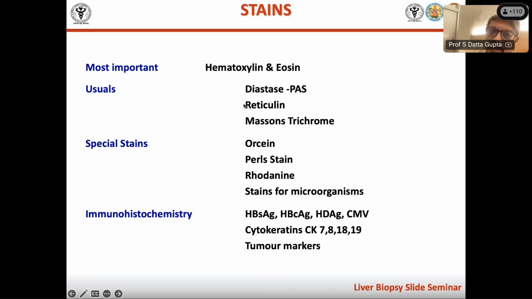These are not special stains as far as liver is concerned. We call them usual stains. This is what I learned in the UK. They called it usual. Special stains are orcein, Perls stain, rhodanine, microorganism stains, and immunohistochemistry. We don't do much immunohistochemistry for non-neoplastic diseases, right?